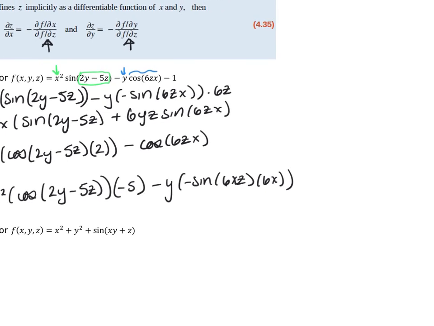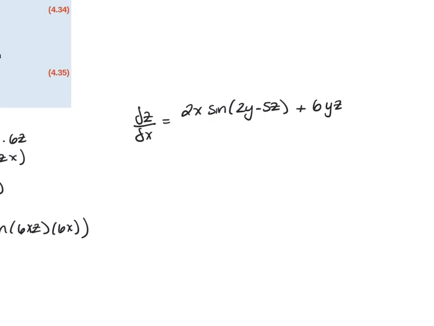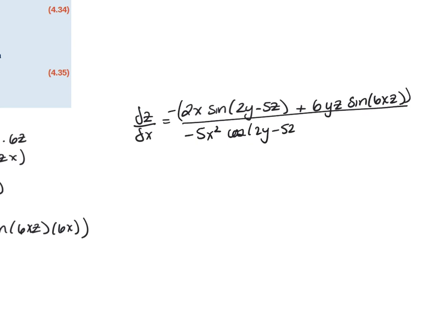So, final answer. My partial derivative of z with respect to x is my partial derivative of my function with respect to x, which was 2x, the sine of 2y minus 5z, plus 6yz, the sine of 6xz, divided by, and there should be a negative out front, so let me put the negative there, divided by negative 5x squared, the cosine of 2y minus 5z, and then plus 6yx, the sine of 6xz. So that's that answer.